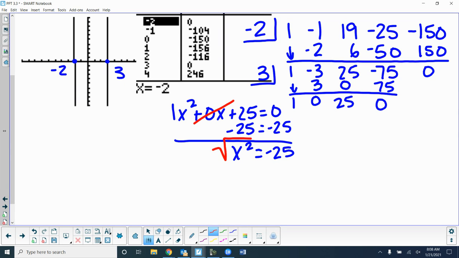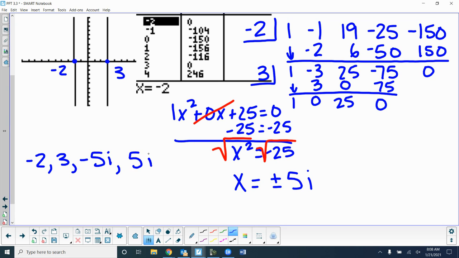Since my number over here is negative, I got to pull the i out, remember? So this answer is x equals, remember, plus or minus, when we do that, square root both sides. 25 square root is 5, but since it's negative, i. So that's why we couldn't see the other two on the calculator, because those are imaginary zeros. And that gives us our 4. Our answers are 0, negative 2, positive 3, negative 5i, and positive 5i.